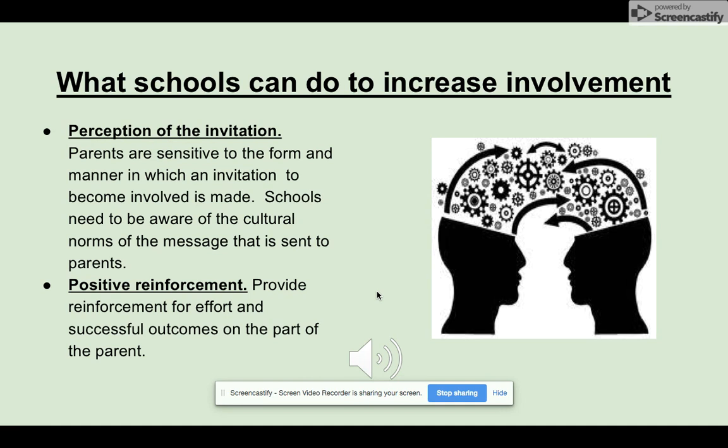So, as far as the perception of the invitation, parents are sensitive to the form and manner in which an invitation to become involved is made. Schools need to be aware of the cultural norms of the message that is sent to parents. As far as positive reinforcement, we need to provide reinforcement for effort and successful outcomes on the part of the parent.